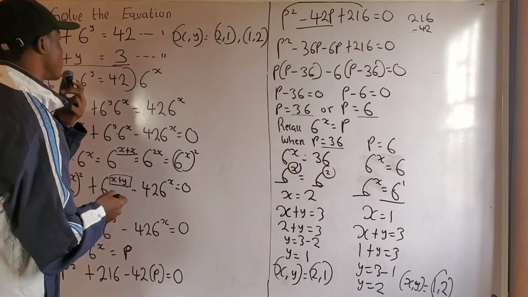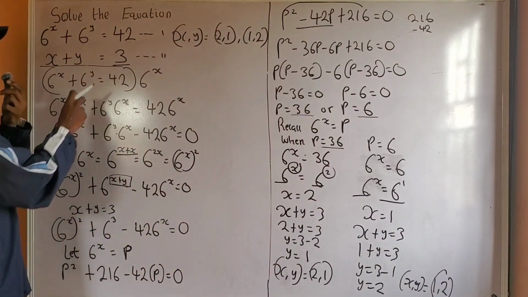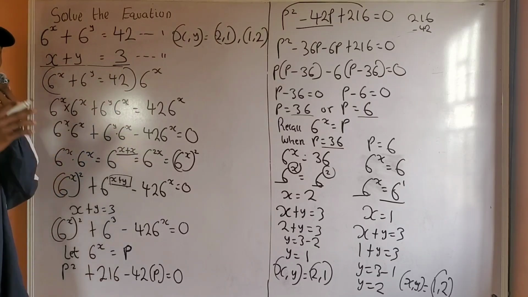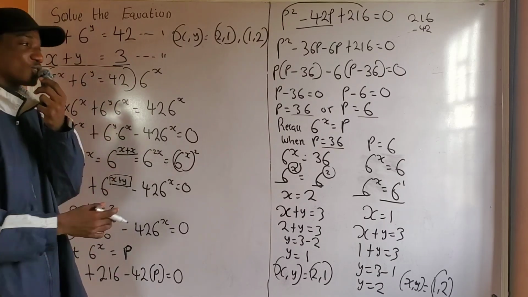You can check by substituting the values of x and y into the equation. You're going to have 42 here, you're going to have 3 here. Do you understand? Okay, so that is the solution to that question.